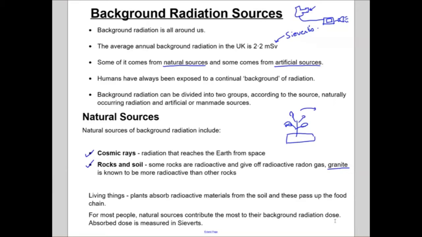Most of us who are not working in a radioactive environment are generally exposed to only 2.2 millisieverts of radiation throughout our life, right? We'll discuss this absorbed dose in later classes. We'll take up some questions based on this as well. But absorbed dose is measured in sieverts. So the amount of radioactive activity absorbed by something is measured in sieverts.